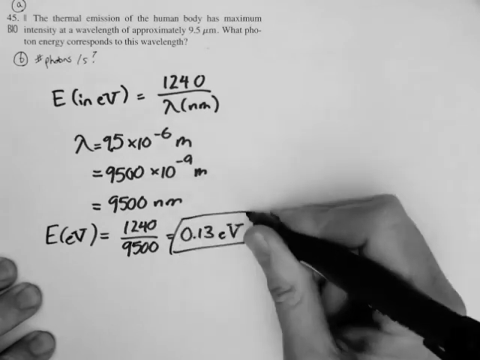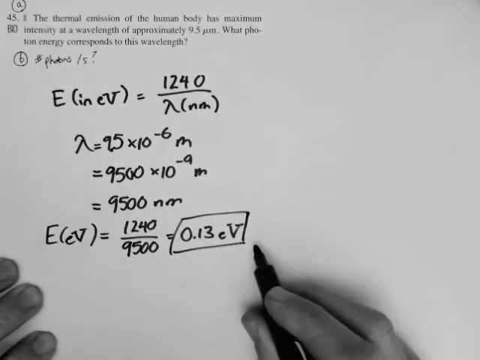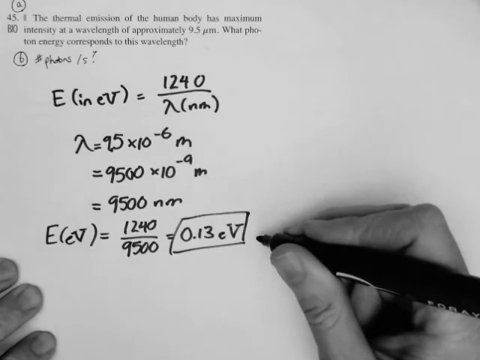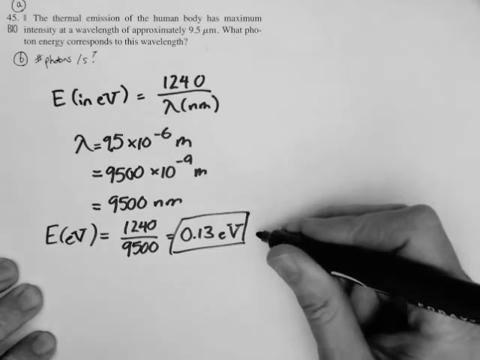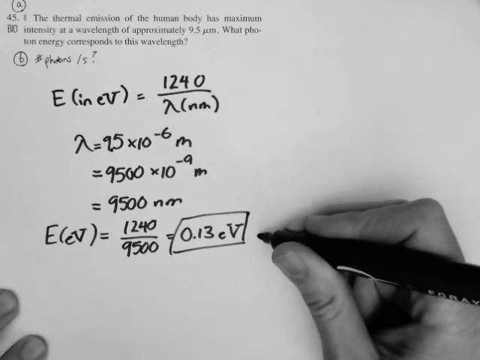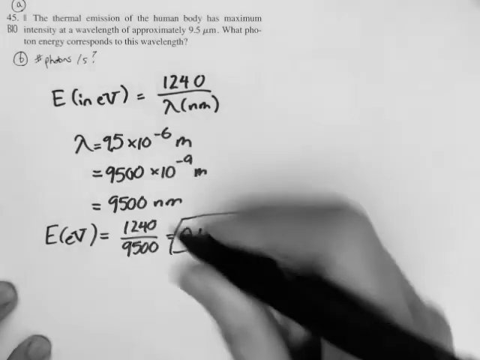And that number is quite reasonable because we know this number should be significantly less than the threshold for you to be able to see it. And the energy for photons to be able to see it is something like about 1.8 electron volts. So this is far beyond the range of what's visible. But we know that that's true. But now let's take a look at part B.